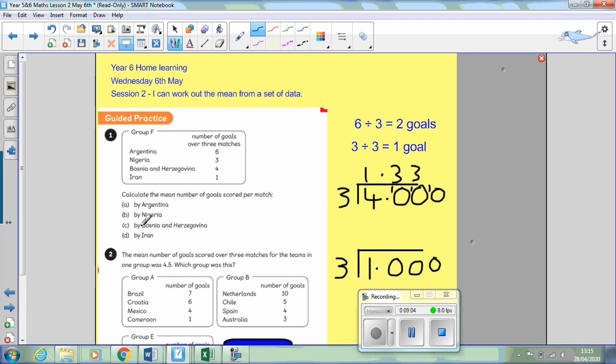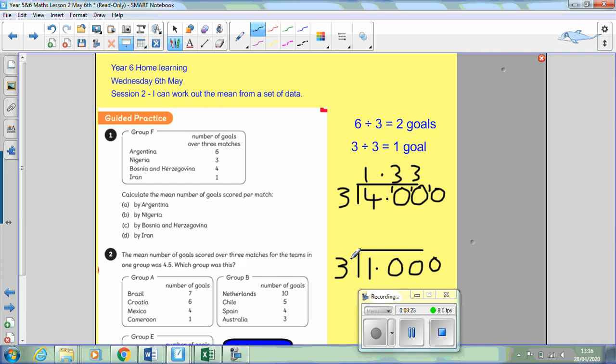What's the average or the mean number of goals scored per match by Bosnia? They scored 1.333 goals on average. Now poor old Iran only scored 1 goal in the tournament, not great for their supporters. So we've got to work out the average for them.